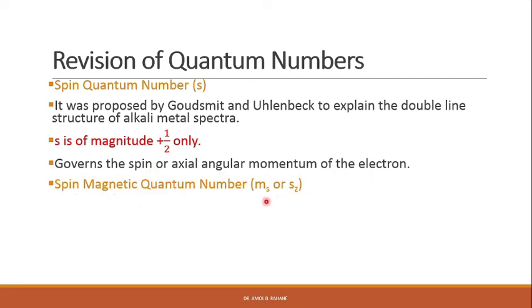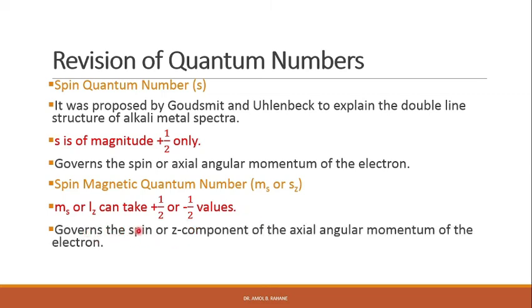Next quantum number is the spin magnetic quantum number, ms or sz. This quantum number is denoted by ms or sz and it can take values plus half or minus half. It governs the z component of the spin angular momentum of the electron.